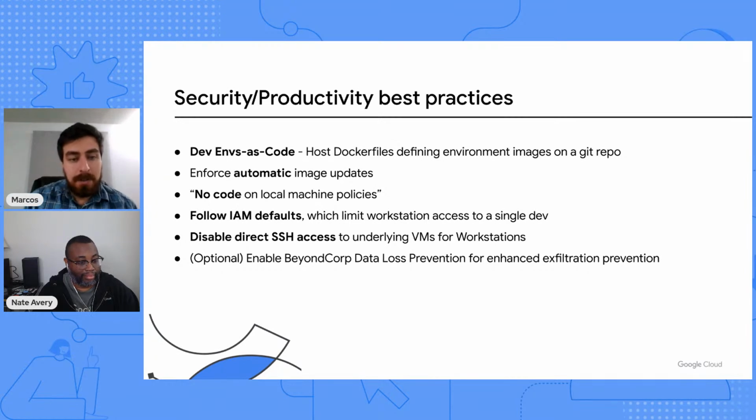And the last one I mentioned here is essentially enabling BeyondCorp data loss prevention. What it does essentially is monitor for specific patterns of code which are being copied or pasted, for example, regex to match Social Security numbers, and blocks the ability for those to be copied or downloaded on the local endpoints.